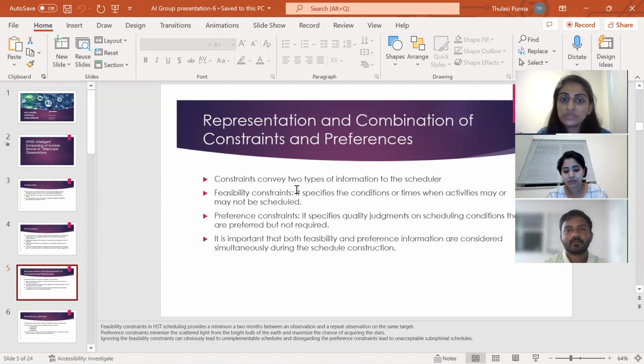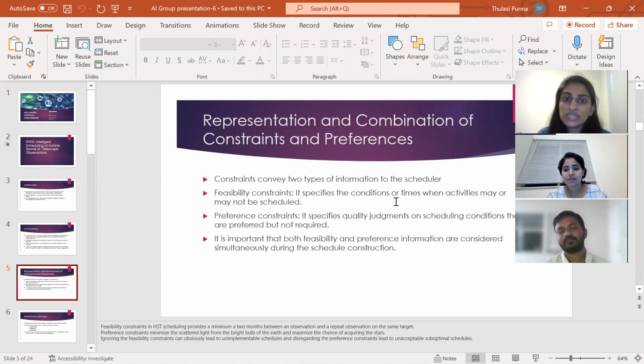The feasibility constraints in HST scheduling provide, for example, a minimum of 2 months between an observation and the repeat observation of the same kind. And the preference constraints minimize the scattered light from the bright limb of the Earth and maximize the chance of acquiring the guide stars.